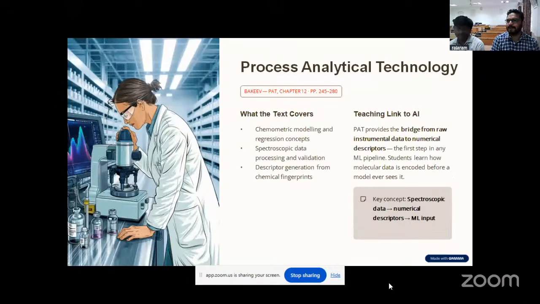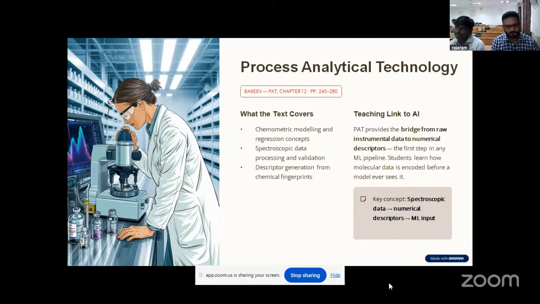Next important topic is PAT. We call this process analytical technology. I found this book good and easy for the students, that is Bucky PAT, chapter number 12, specifically page number 245 to 280. Here you can see how PAT is normally followed in the industry.